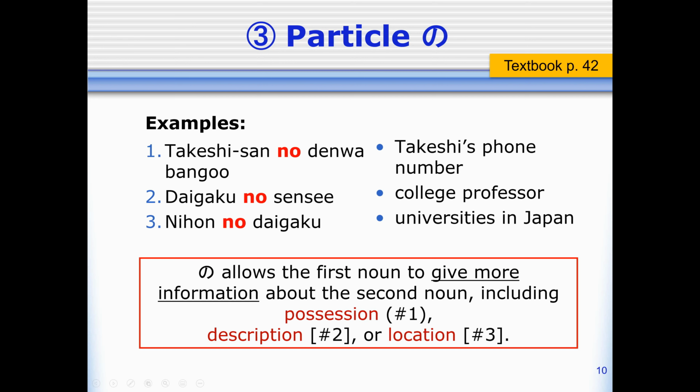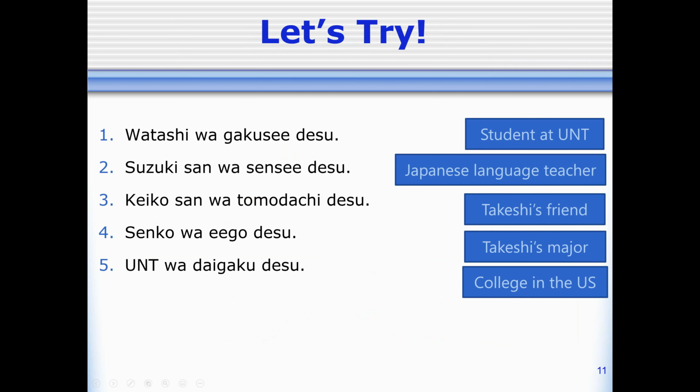So no allows the first noun to give more information about the second noun. A possession, a description, a location. They show that this second noun belongs in some way to the category in this part here.